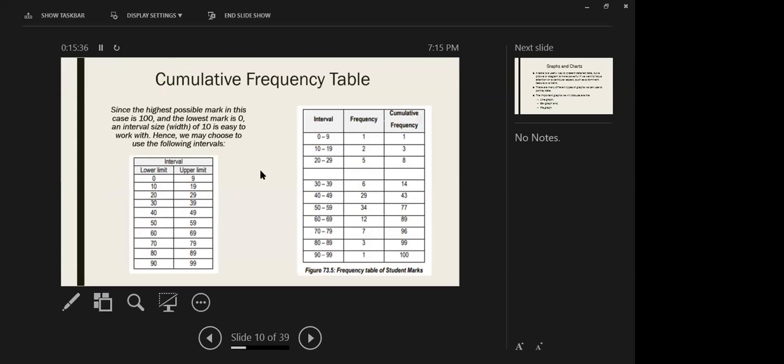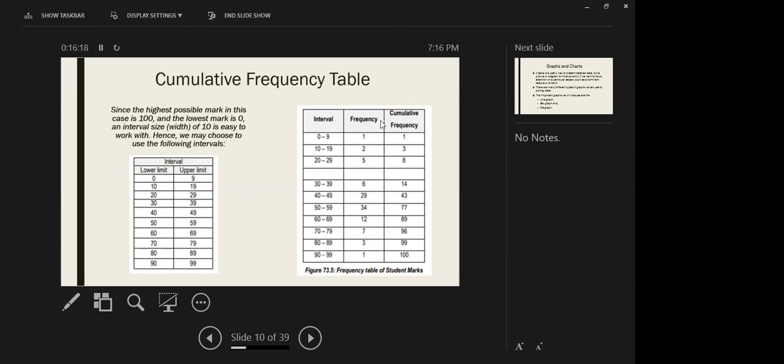Now we want to group, because that data is ungrouped. The data is not grouped at all. But now we want to group it so that a certain number of occurrences of that variable can go within a specific category or a specific range. So what we do is we create intervals. You create an interval. In this case, they used an interval class, which is a class width of 10.